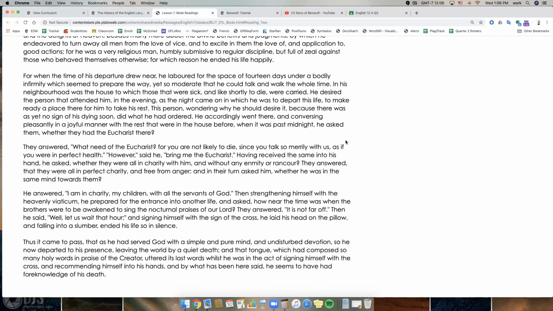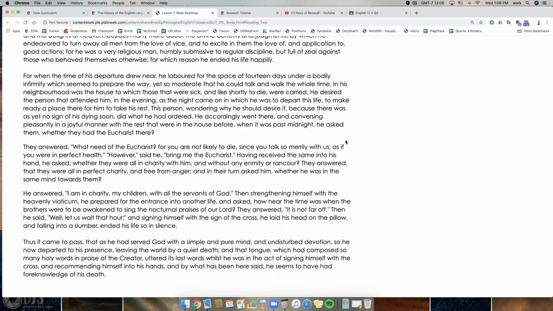They answered, "What need of the Eucharist? For you are not likely to die, since you talk so merrily with us, as if you were in perfect health." "However," said he, "Bring me the Eucharist." Having received the same into his hand, he asked whether they were all in charity with him, and without any enmity or rancor. They answered that they were all in perfect charity and free from anger, and in their turn asked him whether he was in the same mind toward them. He answered, "I am in charity, my children, with all the servants of God."